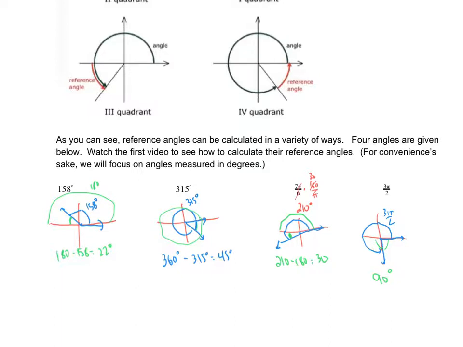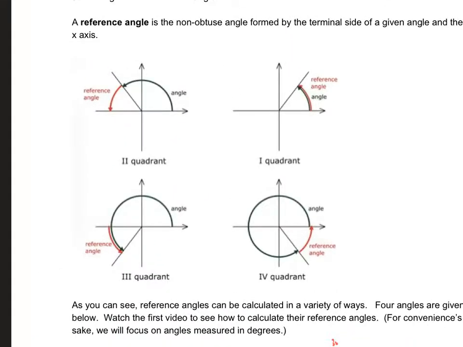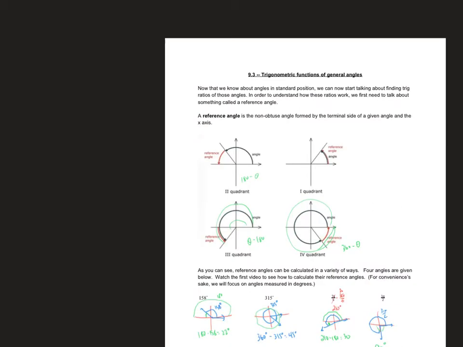So essentially, depending on which quadrant you're in, it tells you what you would do. If you're in quadrant 1, essentially it's the angle itself or some subtraction of a multiple of 360. If you're in quadrant 2, it's 180 minus the angle. In quadrant 3, it's the angle minus 180, because you use this whole angle and you take away the 180. And in quadrant 4, it's 360 minus the angle, because you go all the way around and then take it back. All right, that's how you find reference angles.